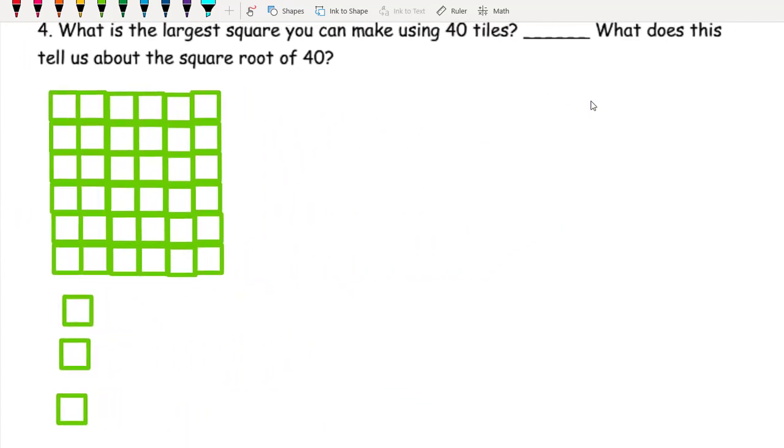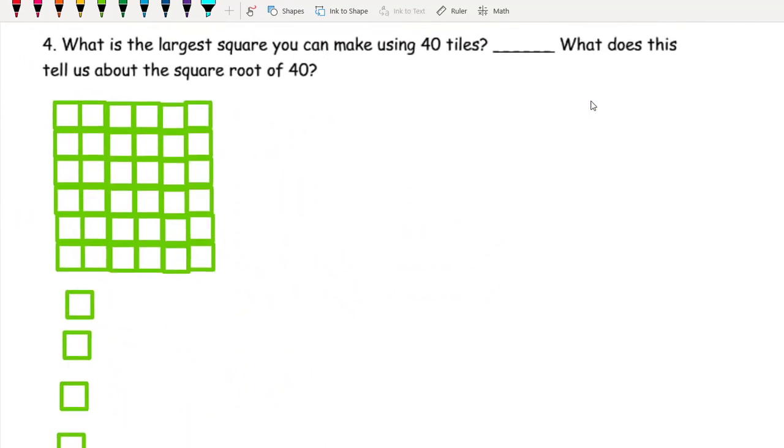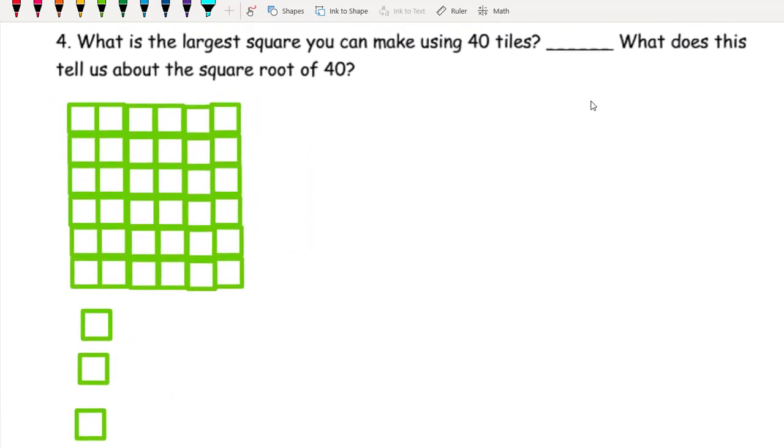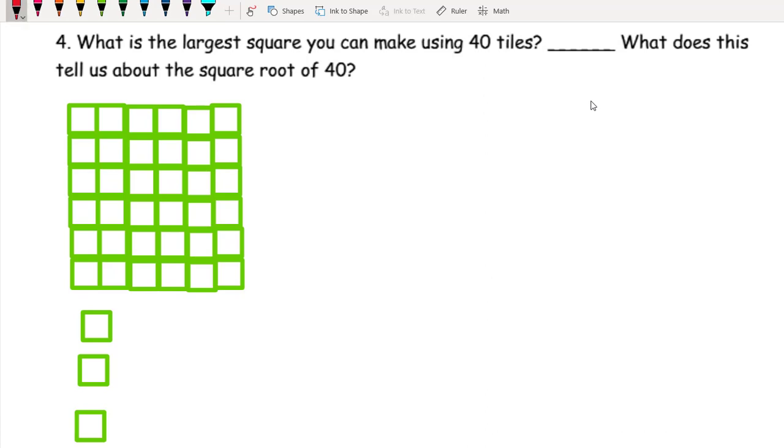So then this next question says, what is the largest square you can make using 40 tiles? Now, what does this tell us about the square root of 40? So I've already arranged for you here a square. And if we count the area of this whole entire square, it's 36. If you count all those, that's 36. Okay, but then here's 37, 38, 39, 40. So if I tried to put those last 4 tiles up here, then I wouldn't have a square anymore.